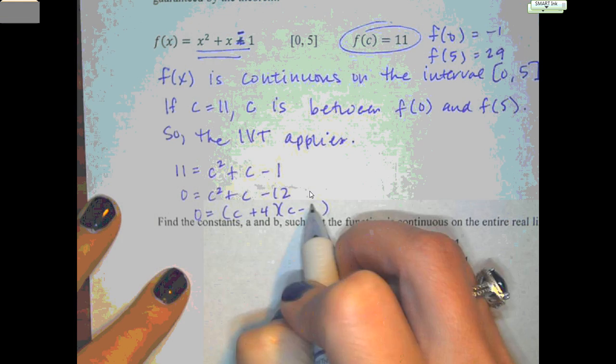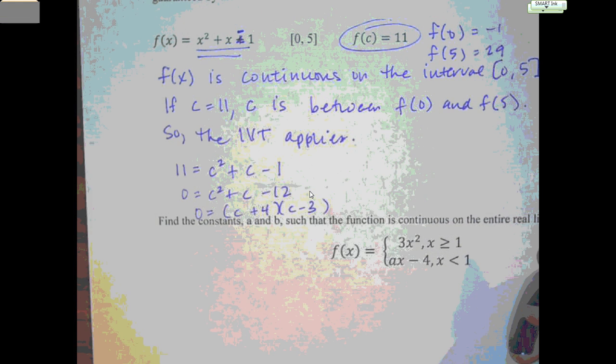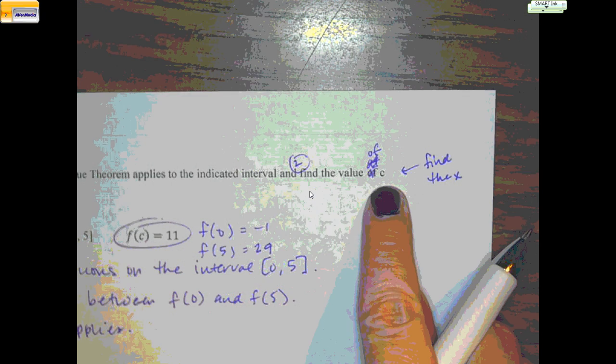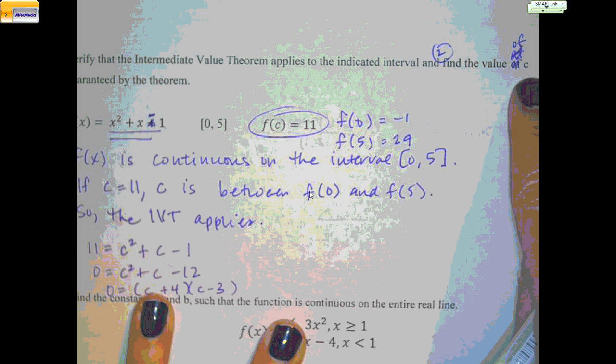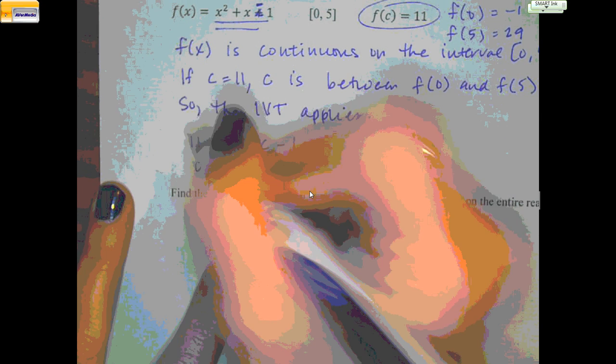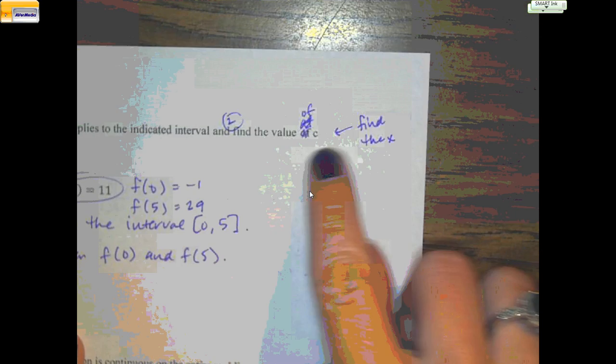C plus 4 and C minus 3. Because they're calling it C. They didn't call it x. Oh, shoot. Yeah, I don't know why I just called it that. C is the... No, F at C. This was F at C. We're looking for C. C is x.